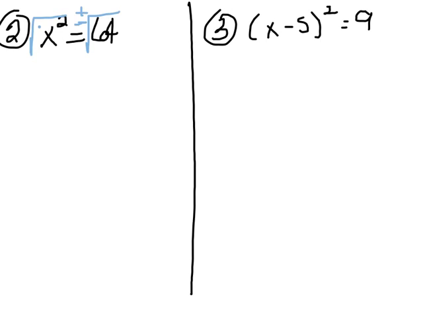So the square root of something squared is like doing something to it and then turning around and undoing it. That's what it means to be opposite. So I get x equals plus or minus 8, and you would be done then, okay?